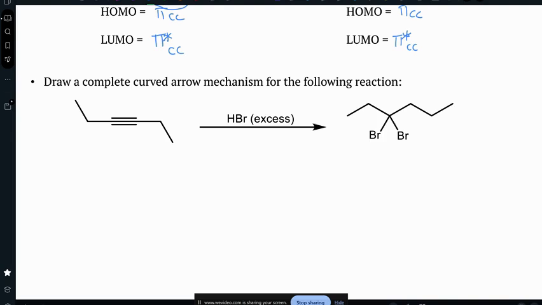Take a minute and see if you can draw yourself a mechanism for this reaction. Pause the video, draw your mechanism, and then come on back to take a look at it together.